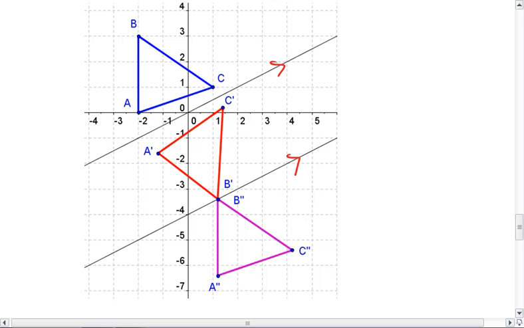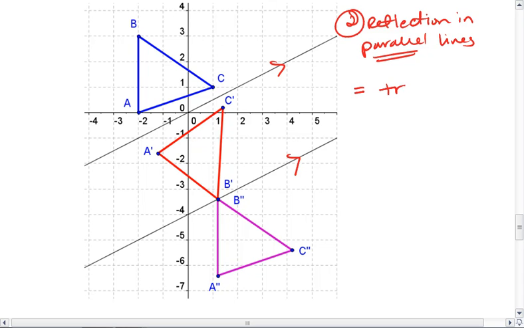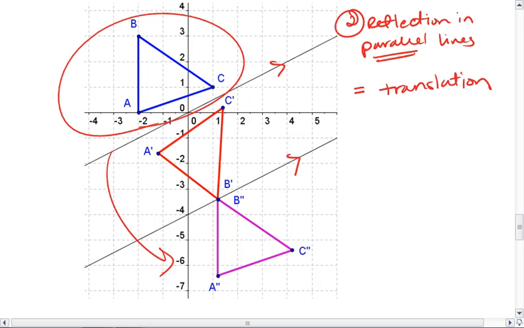Okay, so first of all, we know if we're doing a double reflection in parallel lines, this is a double reflection in parallel lines. This is the same as a translation. We're translating the blue figure to this purple one.